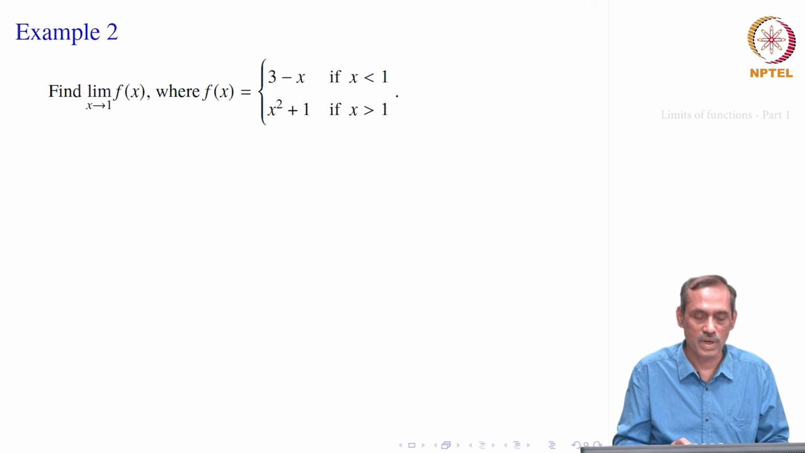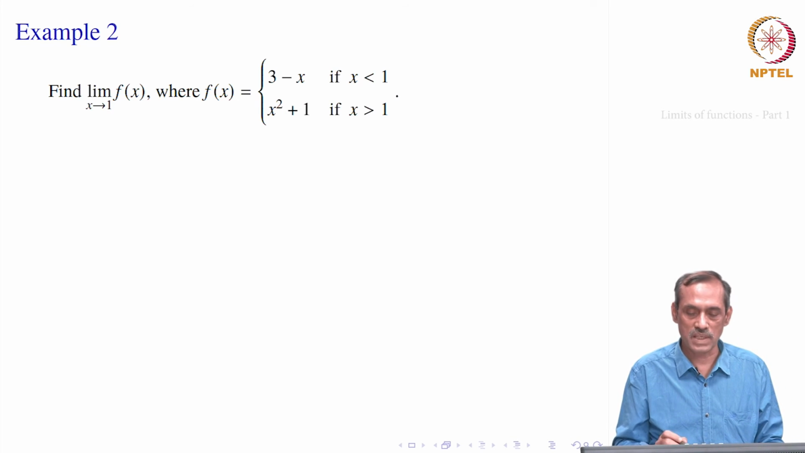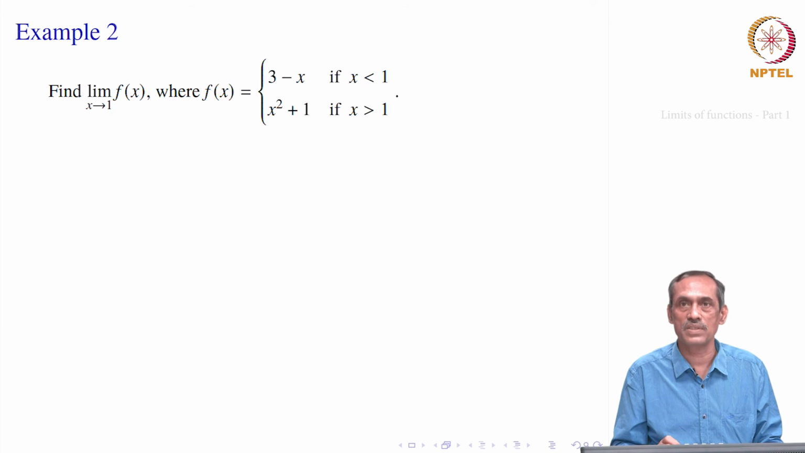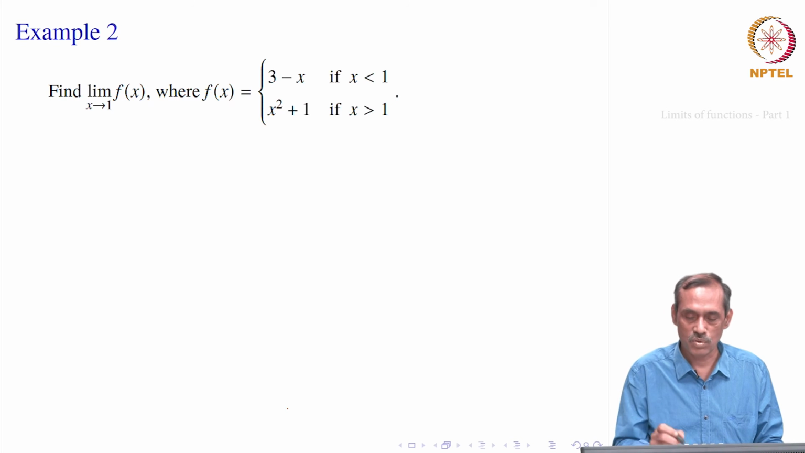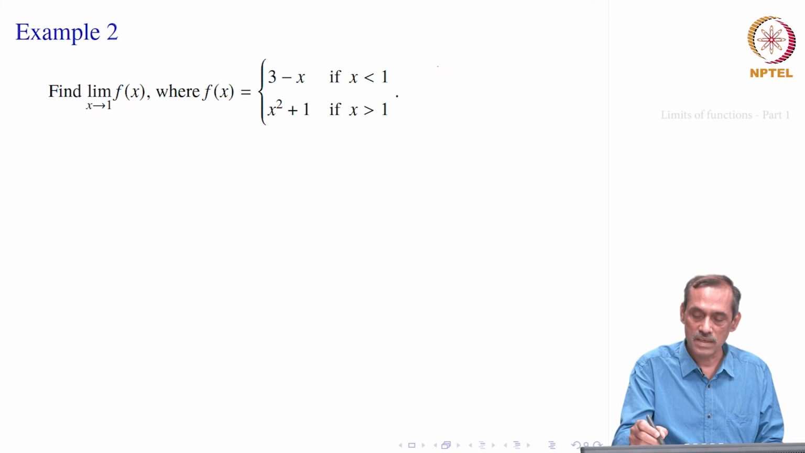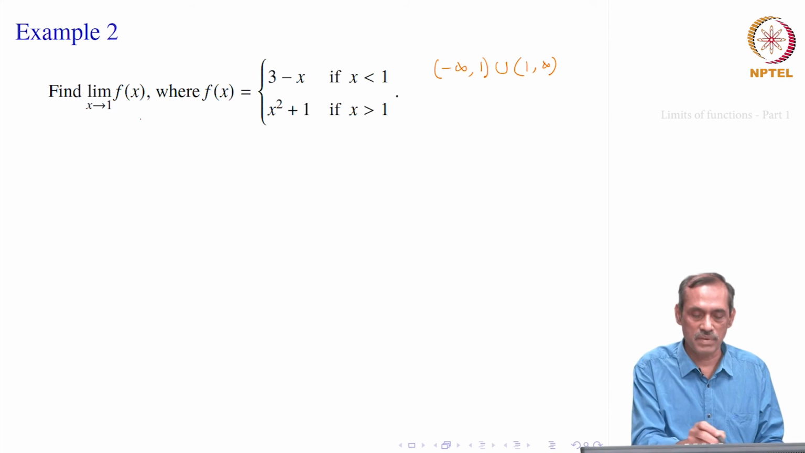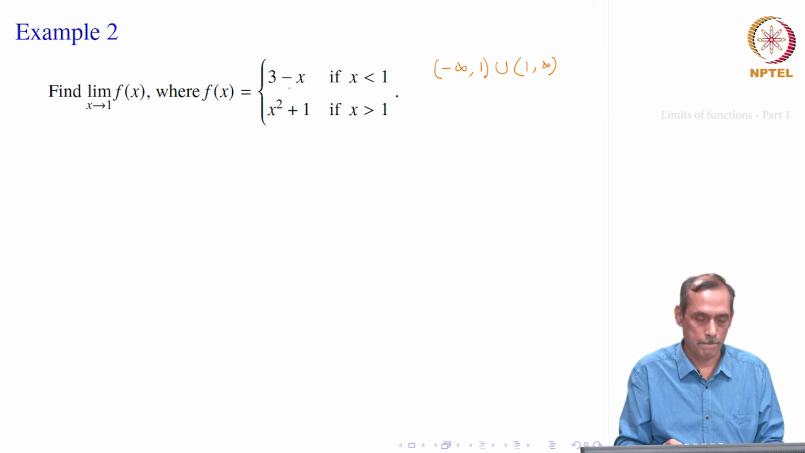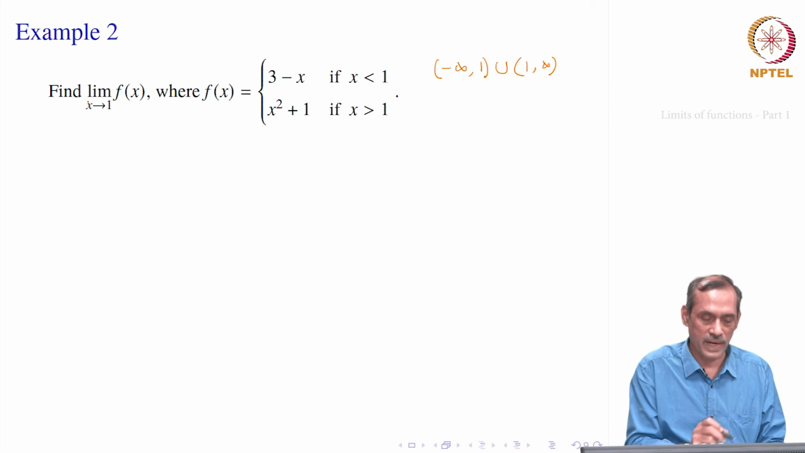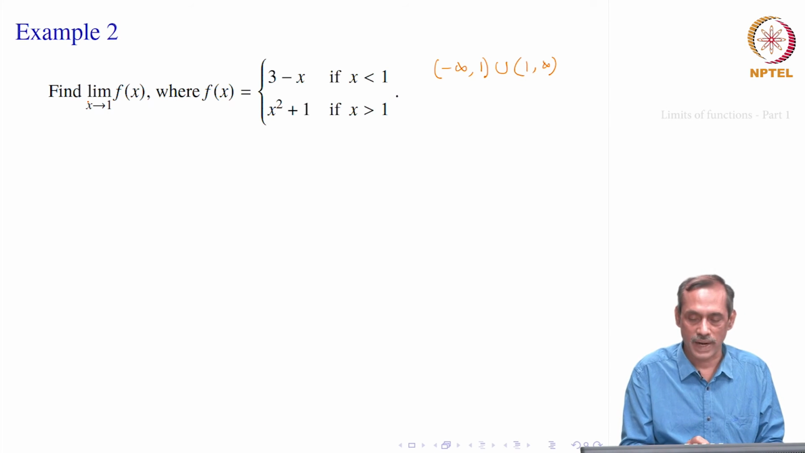Now, let us look at this. So, f of x is given as 3 minus x if x is less than 1, and x square plus 1 if x is bigger than 1. So, at 1 f is not defined. That means the domain of f is minus infinity to 1 open, union 1 to infinity. At 1 it is not defined, everywhere else f is defined. Okay. So, we want to find out what is the limit of f x as x goes to 1.